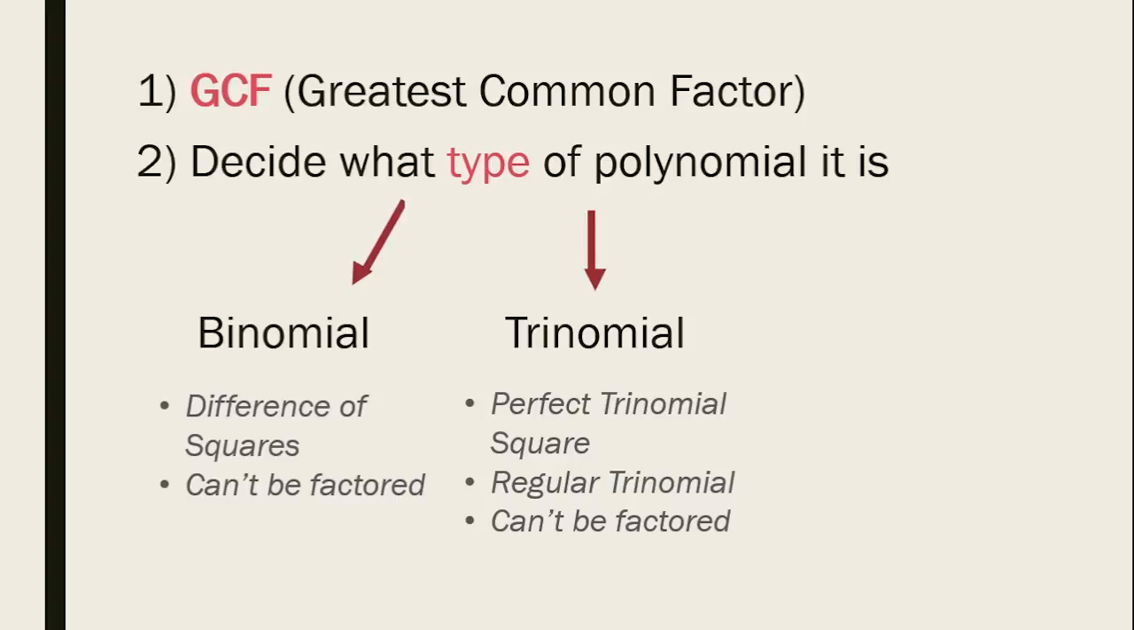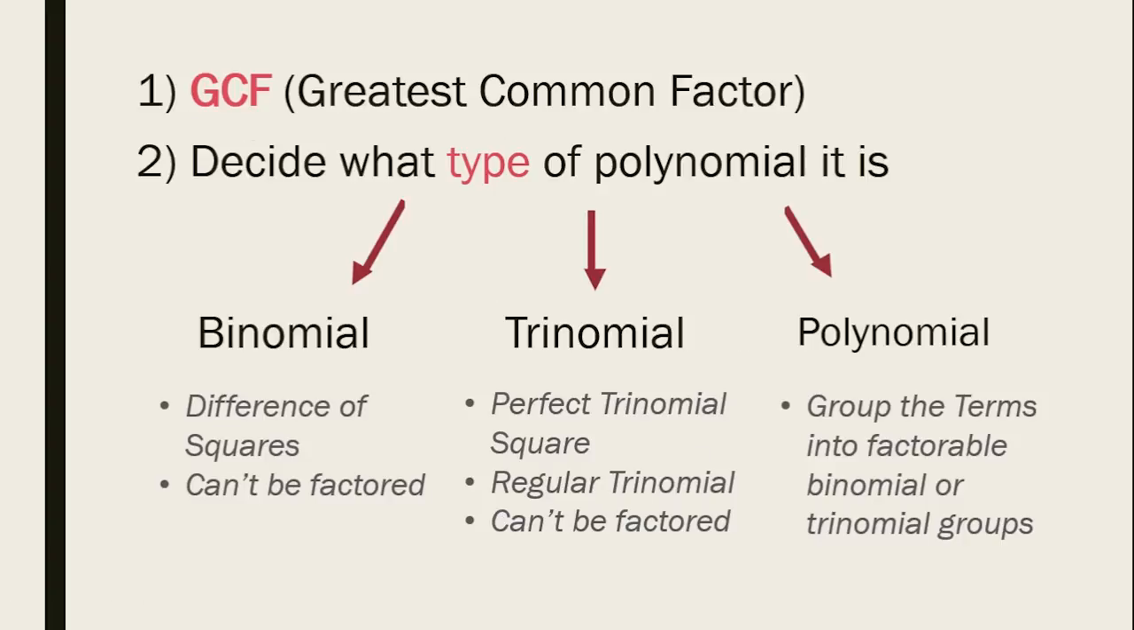All right, so remember, with any polynomial, you're going to make sure you're checking for a greatest common factor first. And with trinomials, I'm not going to show an example that can't be factored because you can figure it out yourself. If there's no greatest common factor, it's not a perfect square trinomial, and it's not a regular trinomial, then it cannot be factored, okay? And then we have our last section, which is polynomials, which is grouping the terms into factorable binomial or trinomial groups, which was similar to what we did with regular trinomials.